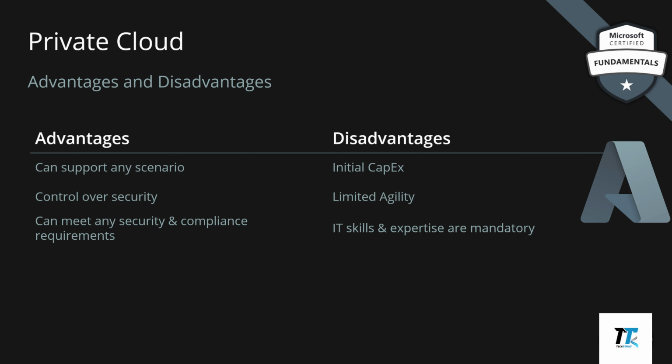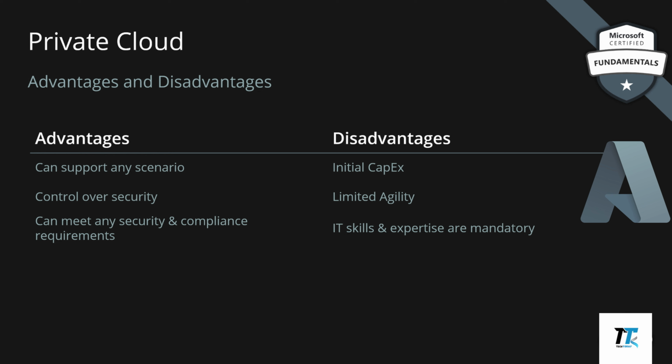Advantages are pretty obvious. Because you maintain everything, you have all the possibilities, so you can support pretty much any scenario. You have total control over the security, and as such you can meet any security and compliance requirements. But maintaining your own hardware comes at a cost, and that cost is a big initial capital expenditure investment that you need to make. There's limited agility, because that agility is limited by the amount of hardware and the skills of your team. So excellent skills and expertise of your internal team is pretty much mandatory when running private cloud.